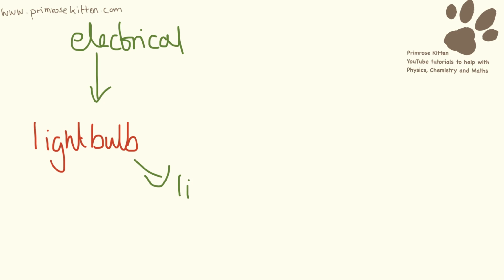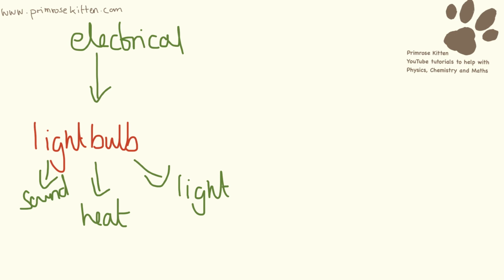In a light bulb, the energy that goes in is electrical. The energy that comes out is light. Light bulbs feel hot, so there's going to be a bit of heat energy that comes out, and sometimes they hum, as in my classroom, so sometimes there's going to be sound. Now the useful energy is going to be the light, and the heat and the sound are wasted.